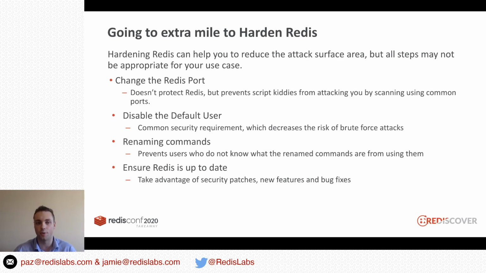Disabling the default user, as we discussed earlier, can greatly decrease your risk of a brute force attack. This helps you to ensure that someone always has to guess a username, and this increases the computational complexity of brute force attacks, making them exponentially harder to execute. You can also rename commands, and what this does at a practical level is globally disable commands. Now, you can rename them into something and prevent users who don't know the new name from using it, but this is practically demonstrated by people using ACLs. ACLs deprecate this.